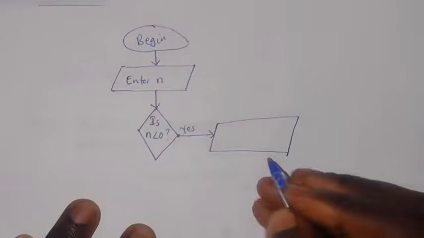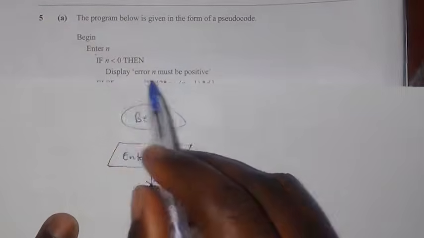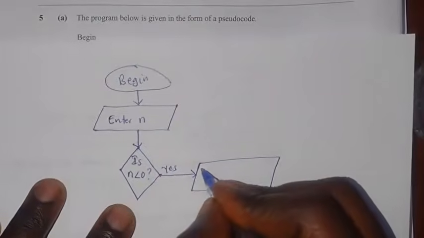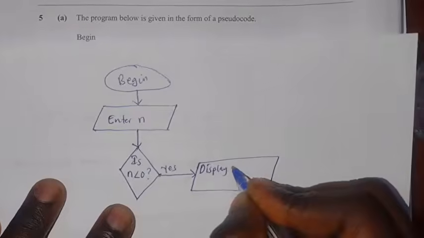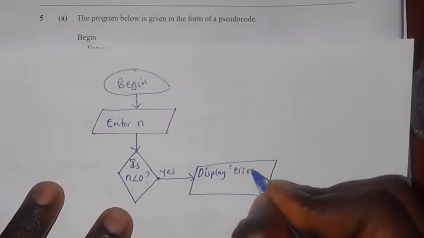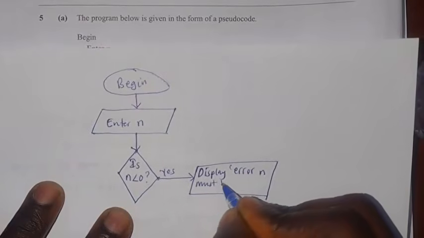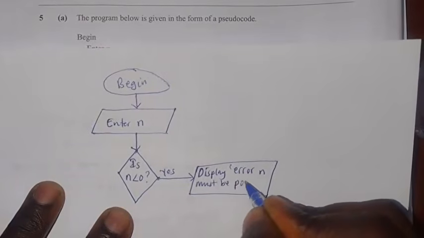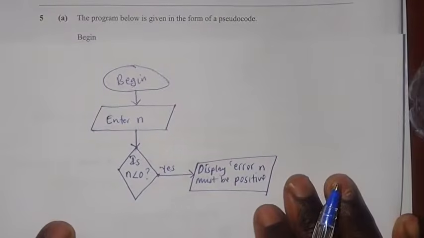parallelogram shape again. Okay, so we will just write what is here. We will use display, so you write here display error n must be positive. Okay, n must be positive.